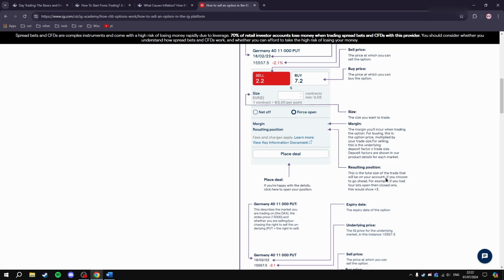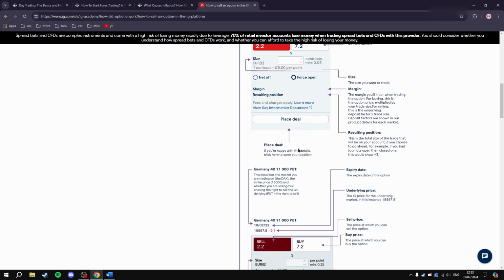Resulting position, this is the total size of the trade that will be on your account if you choose to go ahead. For example, if you had 4 lots open, then close one, this would show +3. Place deal, if you're happy with the details, click here to open your position.